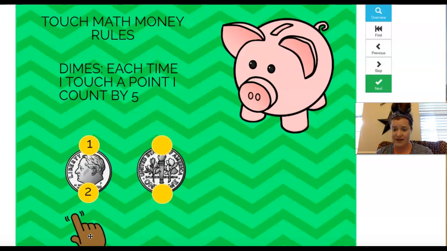Now a dime is different. It's smaller than a nickel, but it has 2 touch points. And just like a nickel, we skip count by 5s on those touch points. So remember, skip counting by 5. When we skip count by 5, our first number is 5, and our next number is 10. So a dime is worth 10 cents. 5, 10, 10 cents. 1 dime, 10 cents.